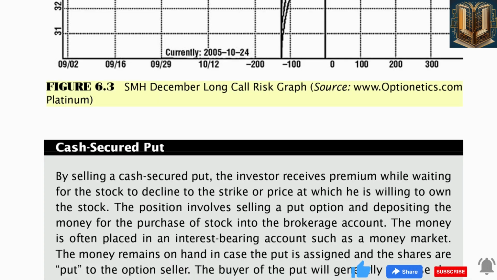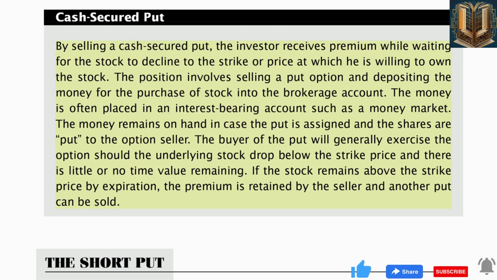Figure 6.3 SMH December long call risk graph. Cash secured put. By selling a cash secured put, the investor receives premium while waiting for the stock to decline to the strike or price at which he is willing to own the stock.